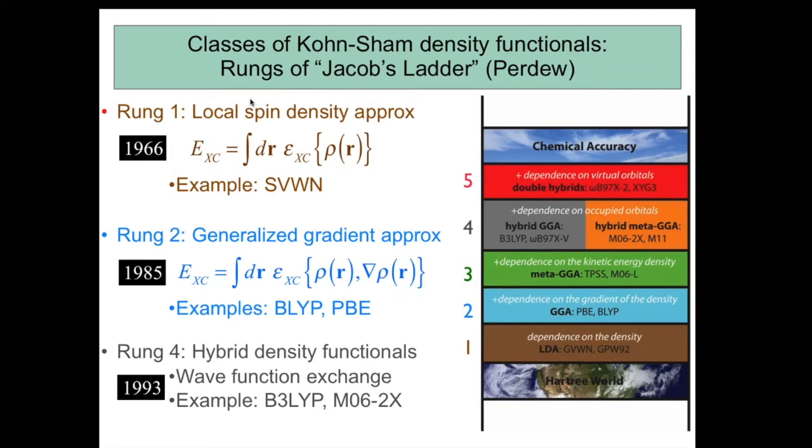Hybrid density functionals are a bit like hybrid plants. It's like grafting a piece of wave function theory into density functional theory and hoping that the resulting hybrid has the best properties of both of its parents. Hybrid density functionals do indeed substantially improve the accuracy of non-hybrids, at a computational cost, of course. And then finally, rung 5 is where the density functional depends not only on the occupied orbitals, as does a hybrid rung 4, but also on the virtual orbitals. And we won't be talking much about those today.